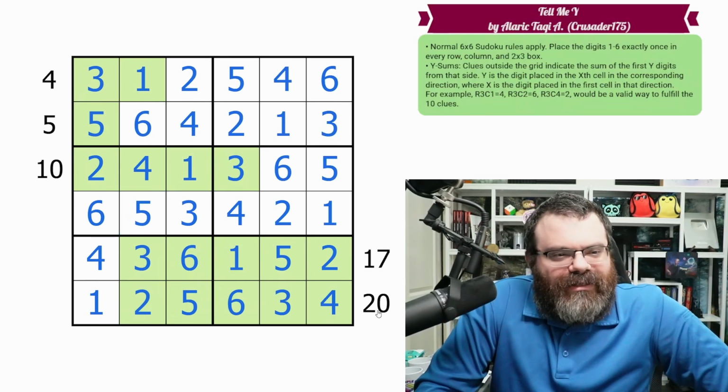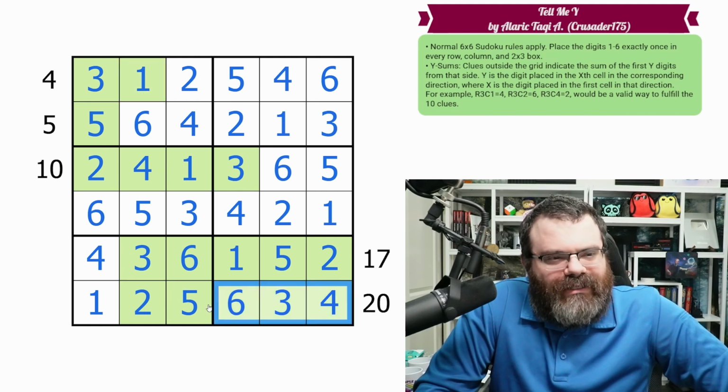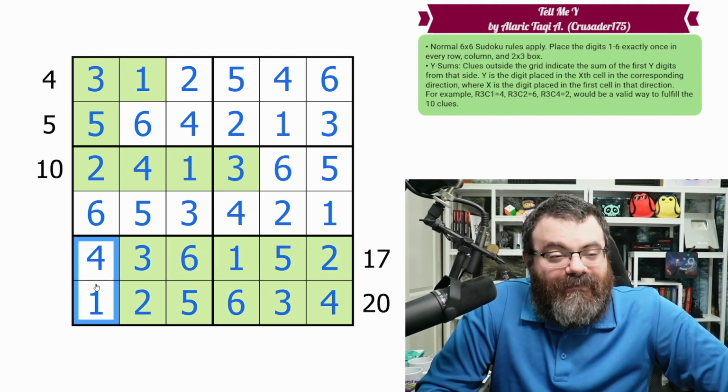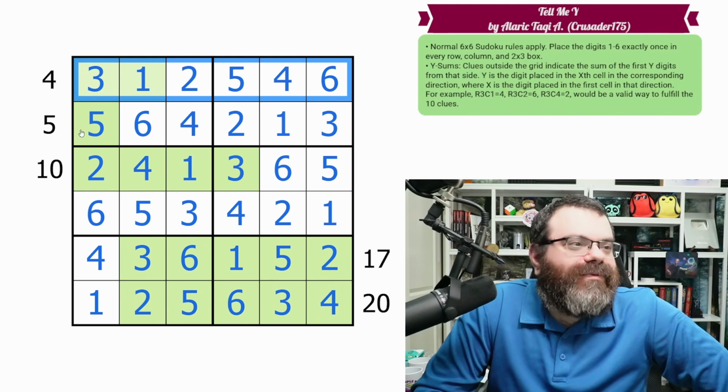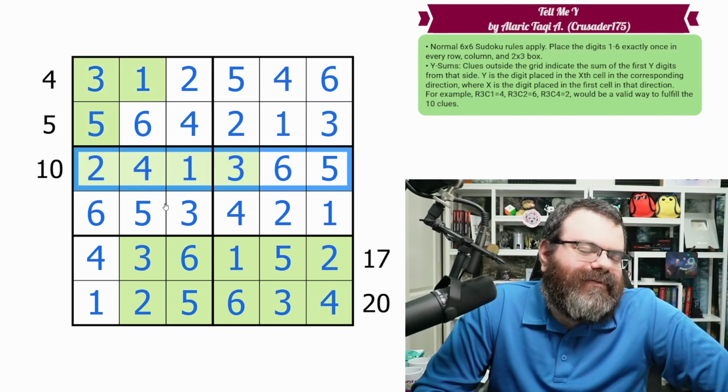The instinct tells you to look at the extremes, and starting with the 20 and then the 17 gave us what we needed to resolve the 4, which gave us what we needed for the 5, which gave us what we needed for the 10. It was pretty neat.